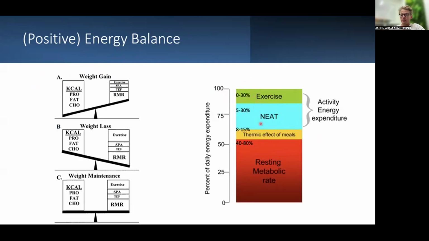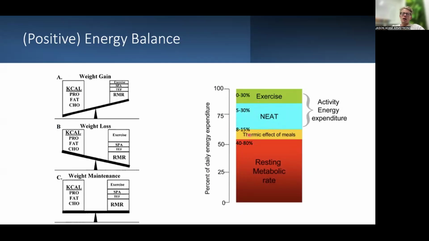Some people fidget a lot during the day, right? So they might have a higher percentage of their energy expenditure related to NEAT. Some people eat really high protein diets, so they might have a greater percentage of their energy expenditure related to the breakdown of protein, because the breakdown of protein requires a little bit more energy.